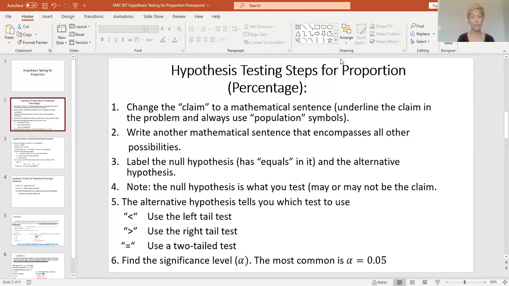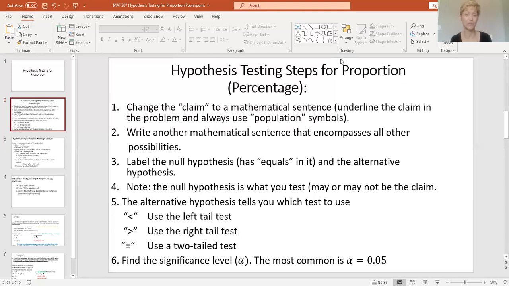If that alternative hypothesis has less than in it, use something called the left-tailed test. If it's got greater than, use something called a right-tailed test. And if it's not equal to, use something called the two-tailed test. And then the book's going to tell you the significance level. If it doesn't, then you default to 0.05. But on a test, I will tell you.